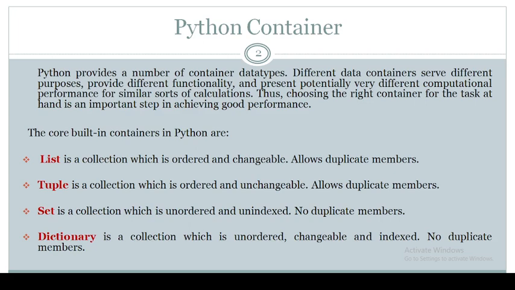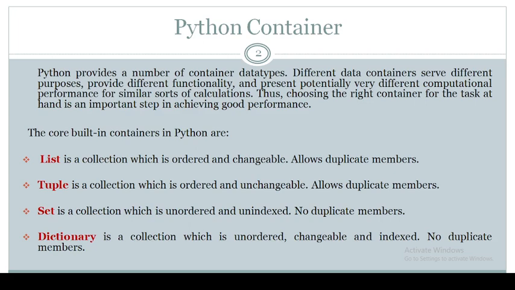The last one is dictionary, and that is a little bit different from list, tuple, and set. The dictionary is a collection which is unordered. It means it doesn't have any index. It is changeable. You can change the value at any time. Unindexed, no duplicate members. Like the set, a dictionary cannot have duplicate members. So these four, list, tuple, set, dictionary, are the four main containers of Python.